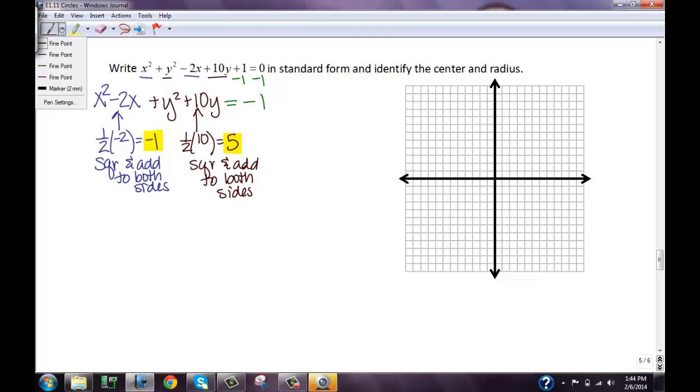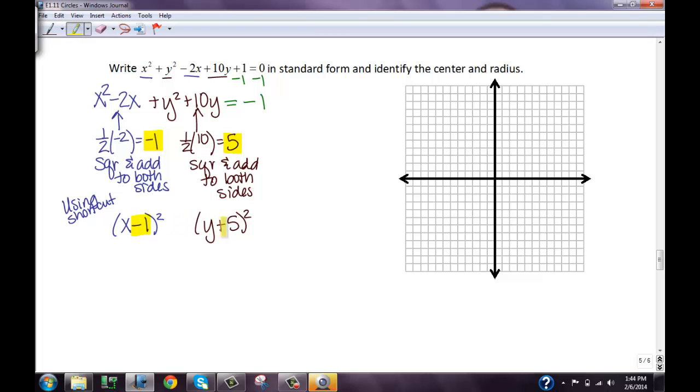Okay. So I'm going to go ahead and use the shortcut this time. On this side, since I have this highlighted -1, I know my x quantity is going to end up being x minus 1 quantity squared. I'm just going to put it over here using shortcut. Okay, and then I'm going to do the same thing with my y's. Because I know when I took half my middle term I got 5, my y quantity is going to be y plus 5 quantity squared. So notice, just using my shortcut to get those quantities.